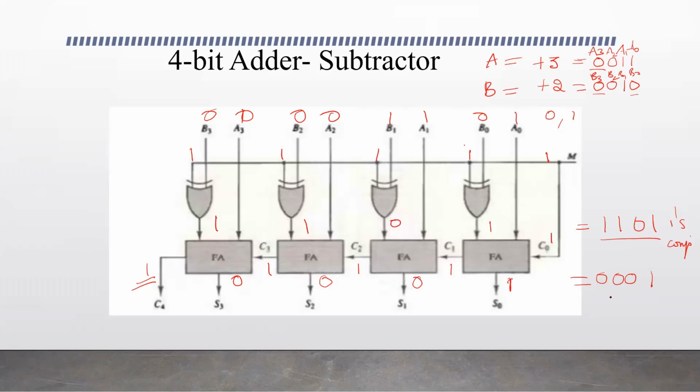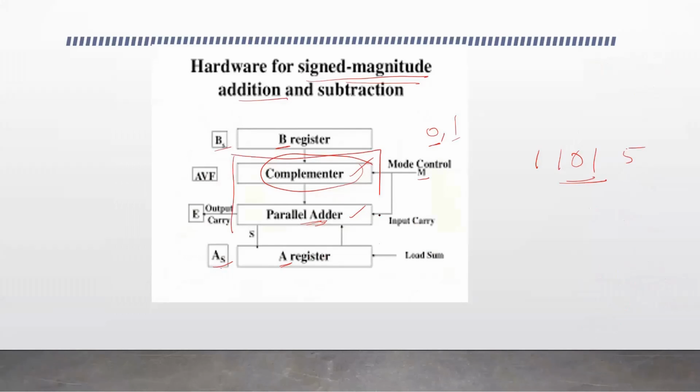The operation we have performed here is 3 minus 2. We perform subtraction because the value of M is 1. The complementer circuit complements the subtrahend, and that is added to the minuend to get this result, which is 1. 3 minus 2 is 1. I have shown this part of the circuit: the complementer, how addition is directly performed when M is 0, and how bits are complemented and added to A when M is 1.